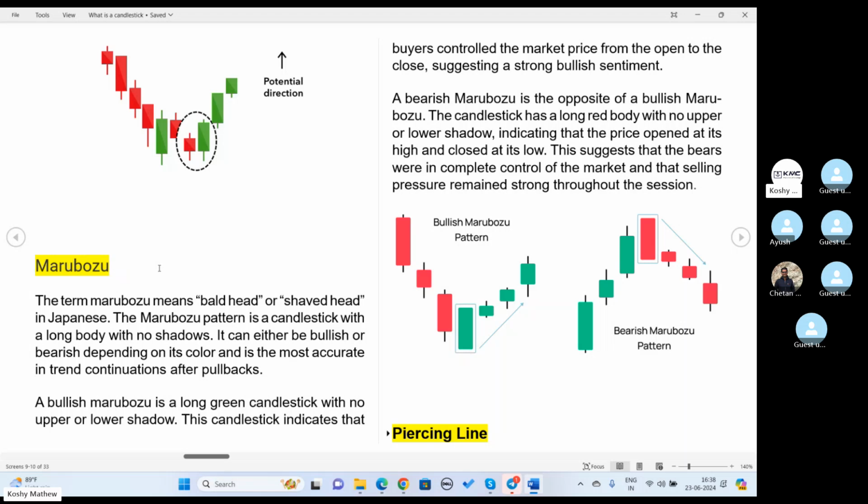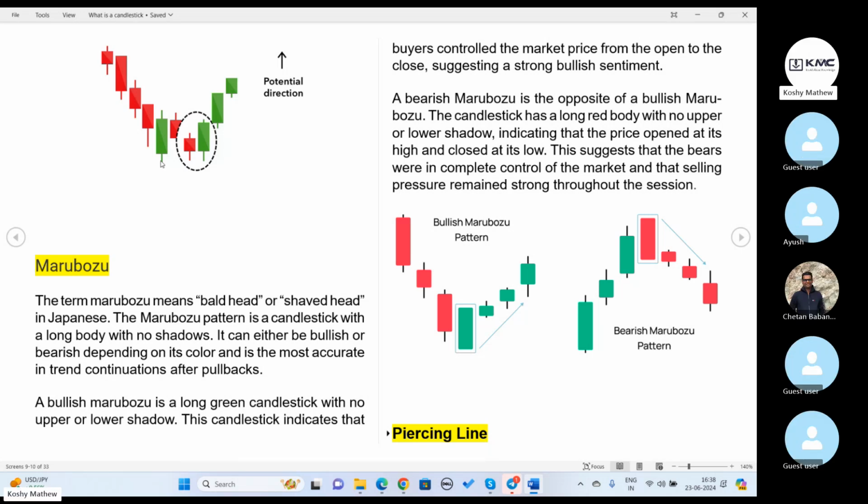Actually, a Marubozu candle doesn't have any wick. It shows 100% hold for a bearish or a bullish pattern. There's no wick. What does a wick mean? Wick means either the seller tried to push the market down or the buyers tried to push the market up. When you don't have any wick on the top or the bottom, that is what you call a Marubozu, meaning 100% authority of either the seller or the buyer.